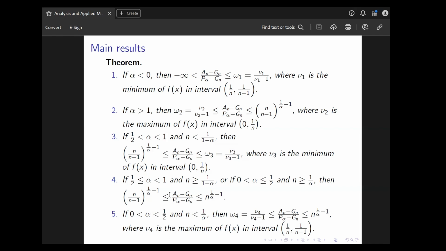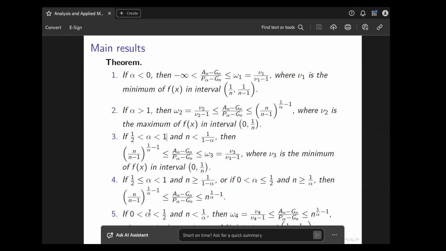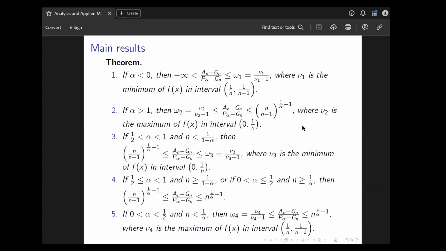So this variant, one of them appeared, not both of them, one of them appeared in the literature. So this result contains the previous results of similar type. And the last case, when alpha is between 0 and 1 over 2, and n is less than 1 over alpha, then again the ratio is between two numbers, one of which is exact, the other one is determined using fx.